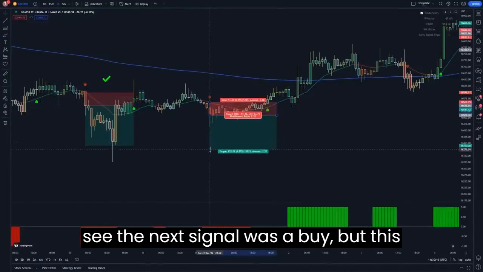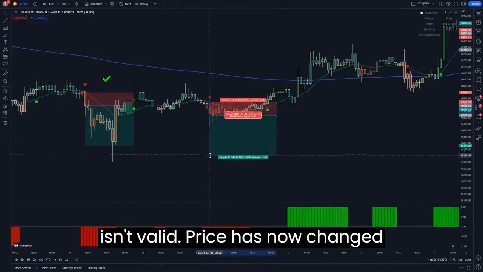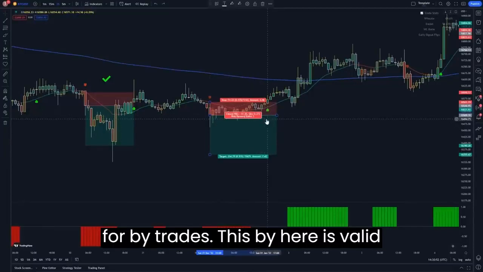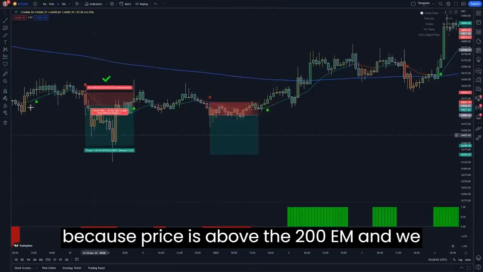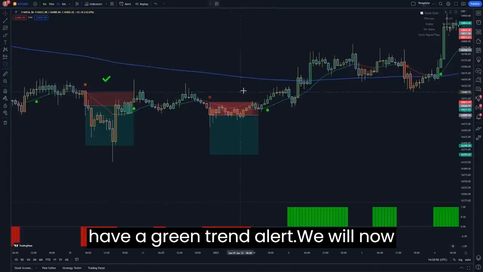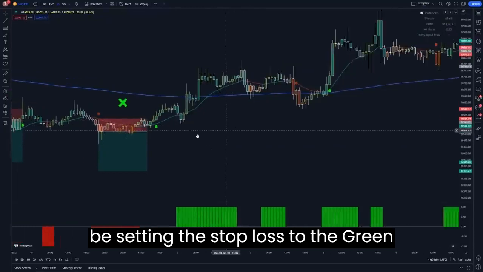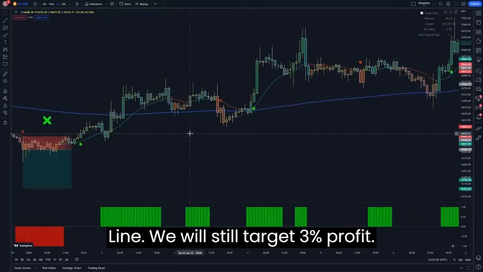As you can see, the next signal was a buy, but this isn't valid. Price has now changed direction, so we will only be looking for buy trades. This buy here is valid because price is above the 200 EMA and we have a green trend alert. We will now be setting the stop loss to the green line. We will still target 3% profit.